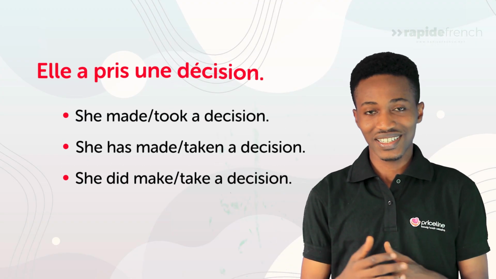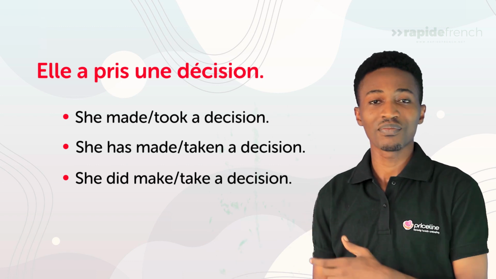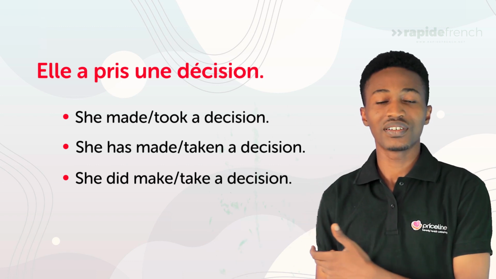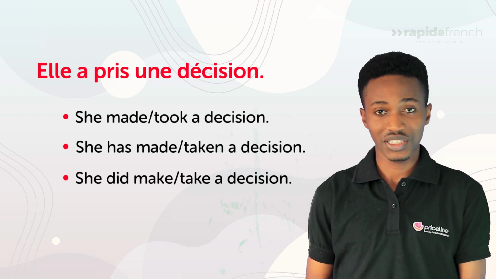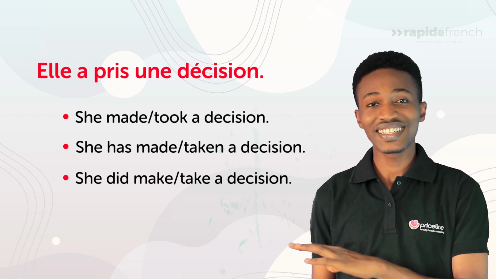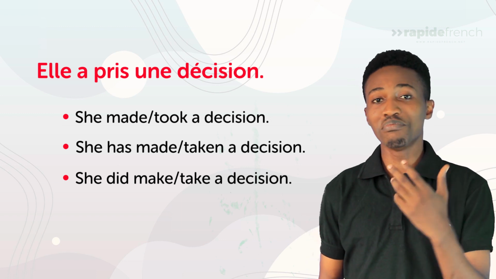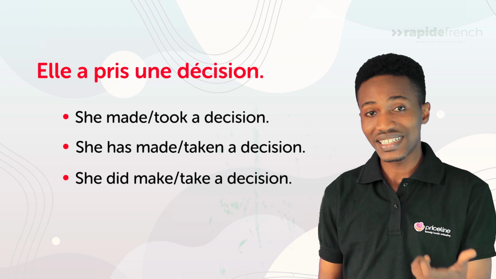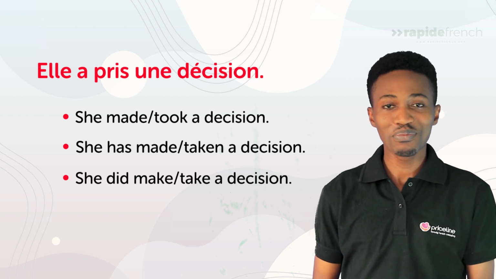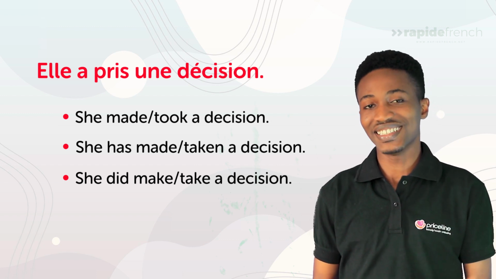So in French, let's take this example for instance. Elle a pris une décision. Elle a pris une décision. She took a decision. So this in English can translate to she made a decision. It could also translate to she has made a decision. It could also mean she did make a decision.